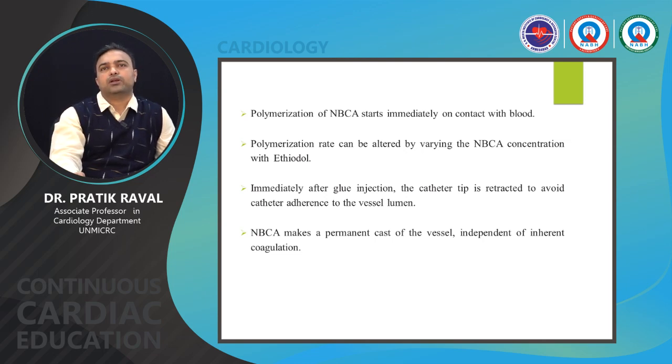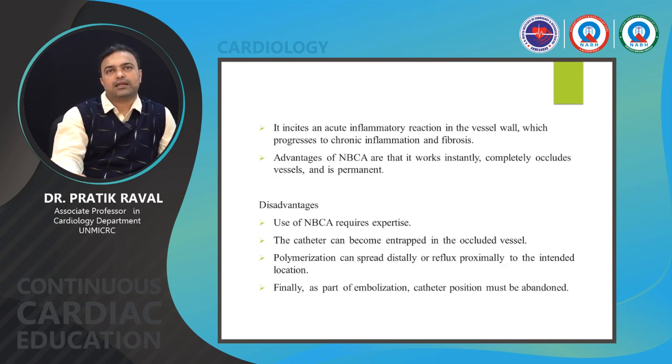When NBCA comes in contact with blood, polymerization immediately occurs. The polymerization rate can be altered by varying the mixing of the NBCA with ethiodol. Immediately after the glue injection, the catheter has to be retracted because this glue can entrap the catheter in the vessel. NBCA makes a permanent cast of the vessel independent of the patient's thrombotic mechanism. And then it causes an acute inflammatory reaction in the vessel wall, which ultimately leads to chronic inflammation and fibrosis.